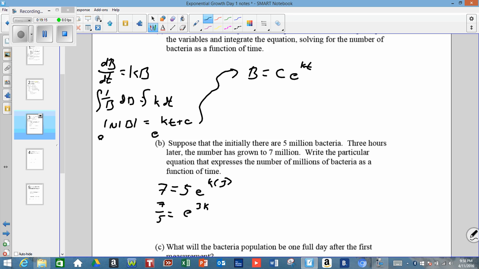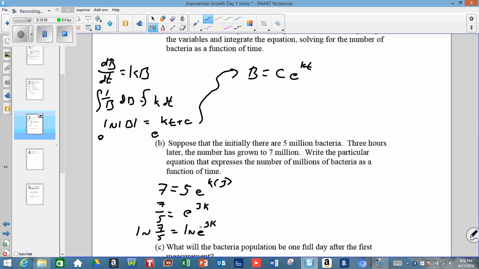That's an e, not a c. There we go. To get the k out of the exponent, now instead of doing exponentiation, we have to take the natural log of both sides, because the natural log of e to the 3k will get the k out of there. So we'll take the natural log on both sides of the equation, equals the natural log of e to the 3k.